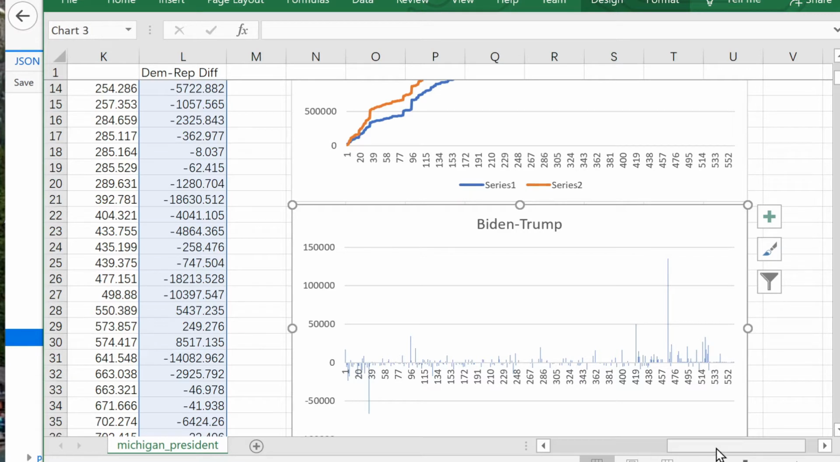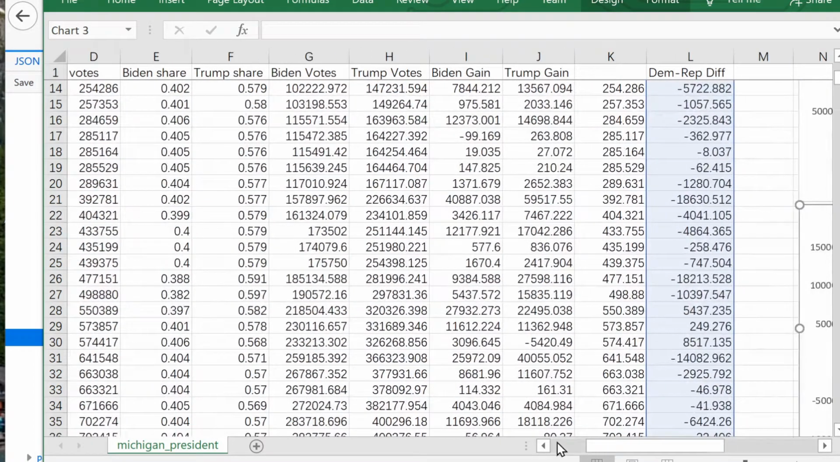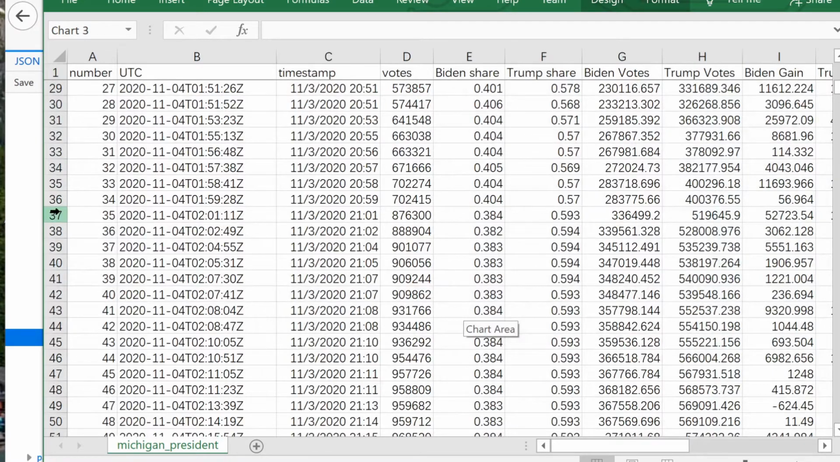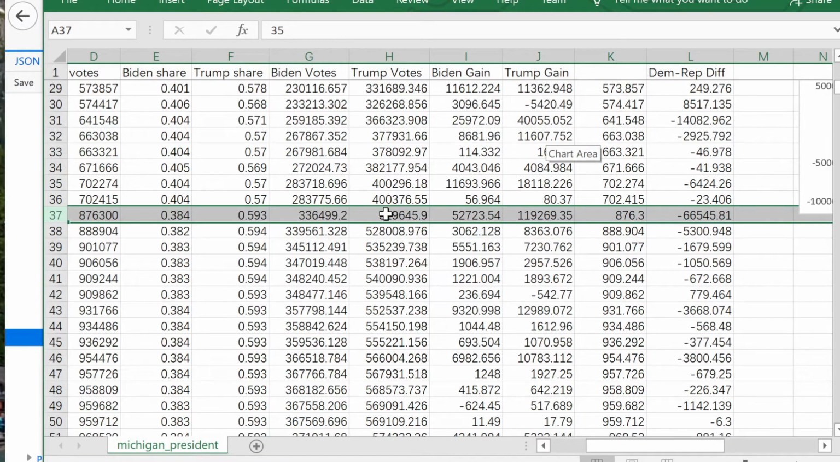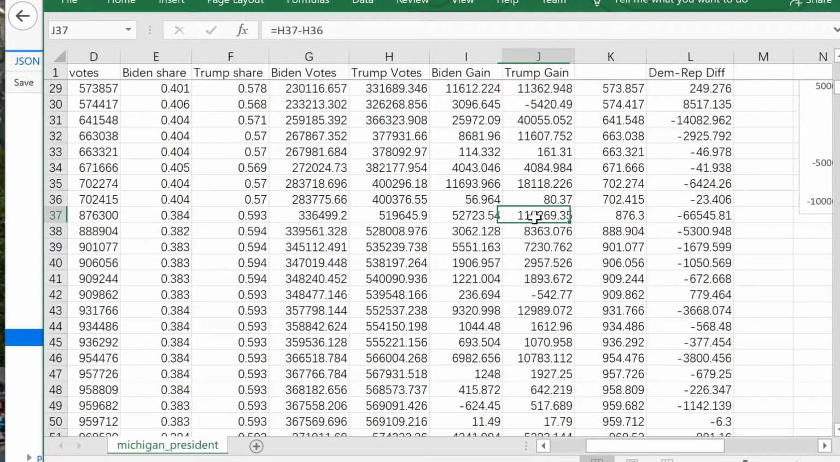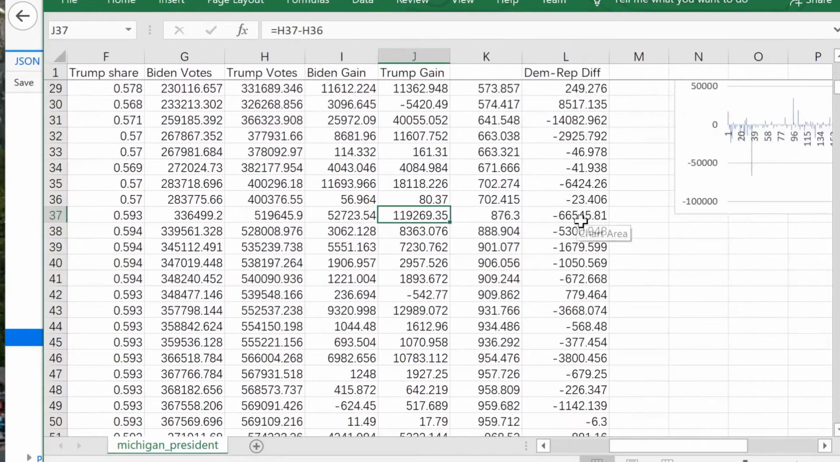So let's look at one example. For example, this one is 35. So Trump has 60,000 more votes. That's this one. So the Trump candidate is this, Biden candidate is this. So you see the ratio is not that big. It's about 2 to 1, even though the absolute difference is 66,000.